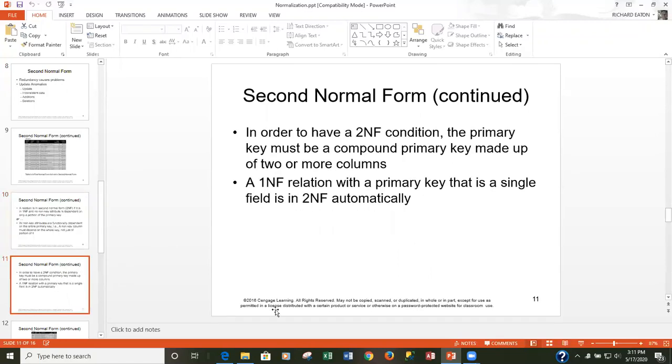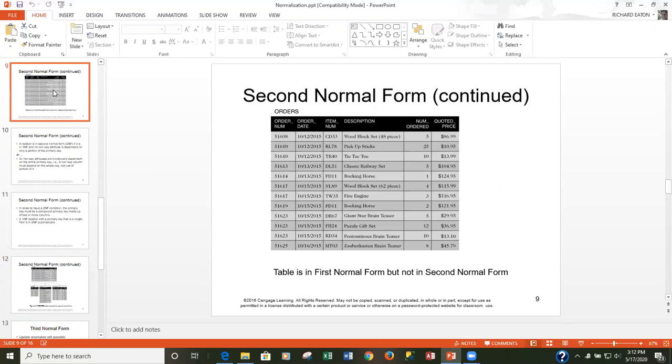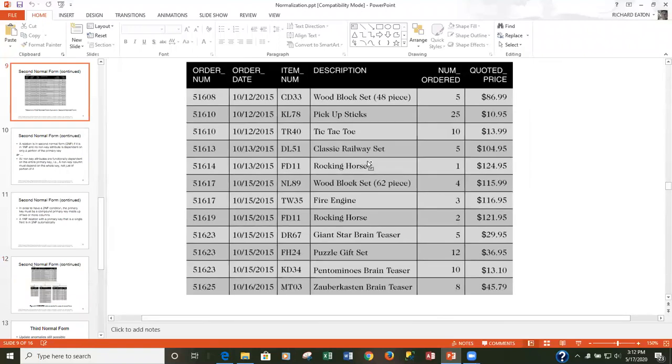And then we did say that you can't have a second normal form violation if you don't have a compound primary key. In other words, if your table has a single column primary key, you don't have to even worry about second normal form violation because that can't happen. This is actually the solution to a second normal form violation, but let's go back to the table, this table here, and examine it a bit.